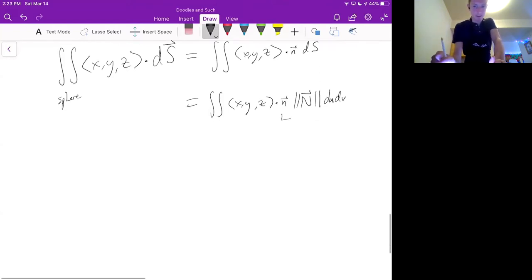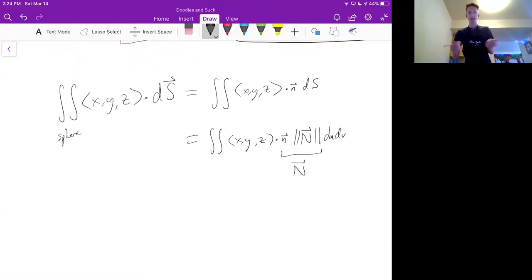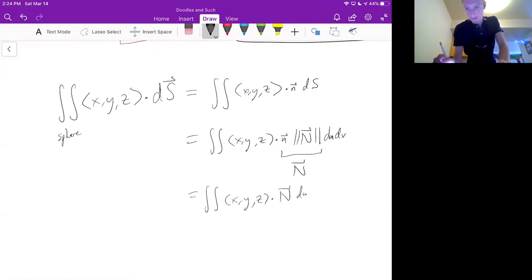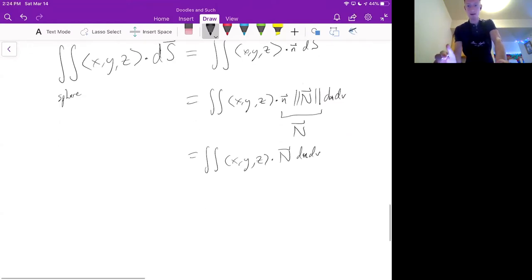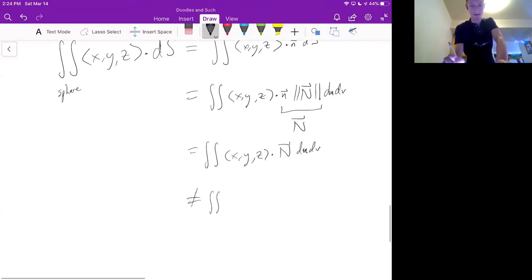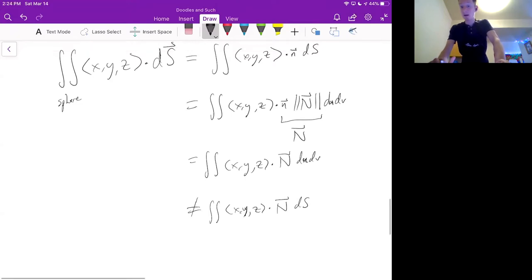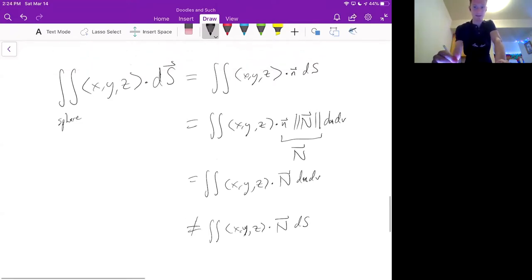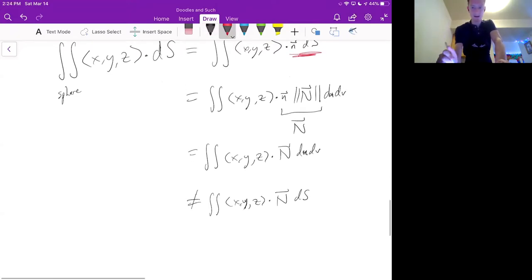Okay, but then I remember that this thing is actually just big N, because big N is in the same direction as little n, but it might not be a unit vector. It's scaled by its own magnitude. So this would be another way of writing the same integral, x, y, z dot big N du dv. But for example, it would not be right to say this is the integral of x, y, z dot big N dS. I think that doesn't even make sense. So it would make sense to say dot little n dS. This makes sense. And this one's no good.